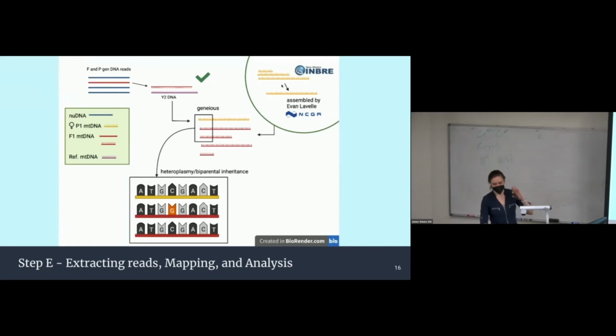So we already sent our female reads over to NCGR, where they were assembled by Evan Lavelle into our reference mother mitochondrial genomes for every mother. And that was funded by InBred. Then, we have our mother reference, and we're going to compare all of our male F1 to that reference. And what we're looking for is SNPs, or single nucleotide polymorphisms, to see if there's any divergence. If there's divergence, it's implying heteroplasmy. And if we see that heteroplasmy in the crosses versus our control, we can kind of tell where that heteroplasmy is.